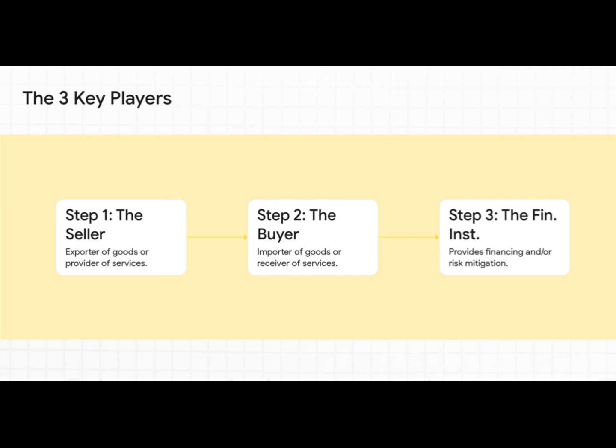Okay, so at the very core of any trade finance deal, you've always got three main players. First, you have the seller. This is the person or company exporting goods or providing a service. Then, you've got the buyer, the one importing those goods or getting that service. And finally, you have the financial institution, like a bank, that sits in the middle providing the money or lowering the risk for everyone involved.